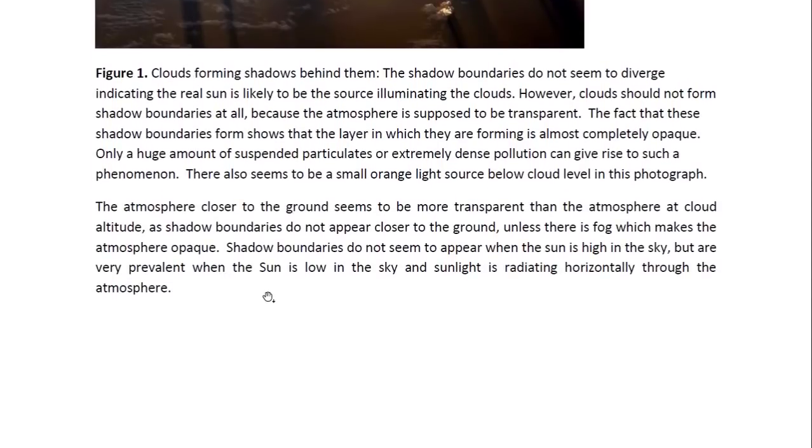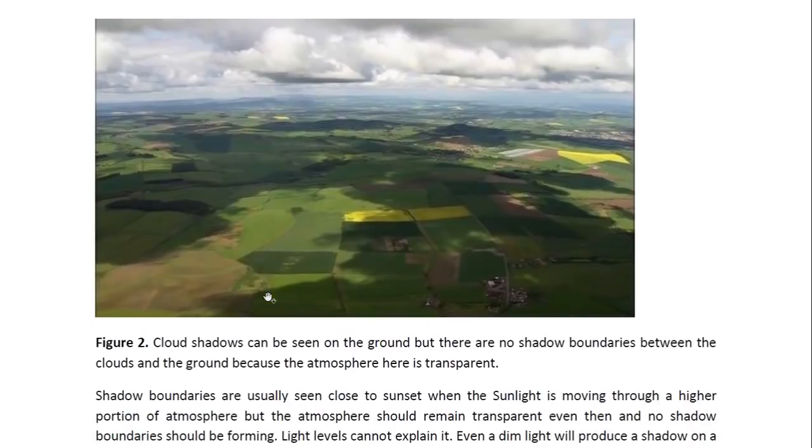Now, the atmosphere closer to the ground seems to be more transparent than the atmosphere at cloud altitude, as shadow boundaries do not appear closer to the ground unless there is fog, which makes the atmosphere opaque. Shadow boundaries do not seem to appear when the sun is high in the sky, but are very prevalent when the sun is low in the sky and sunlight is radiating horizontally through the atmosphere.